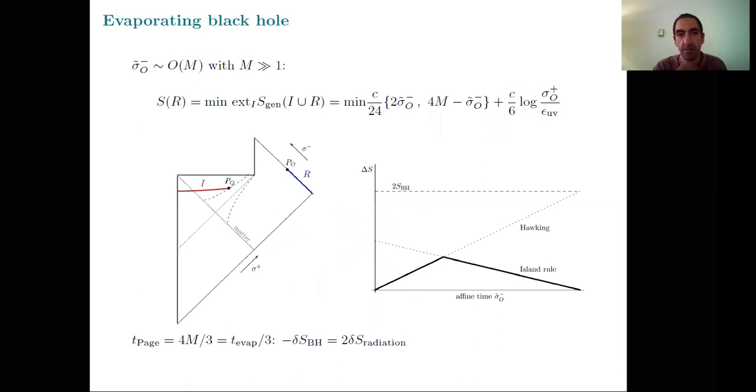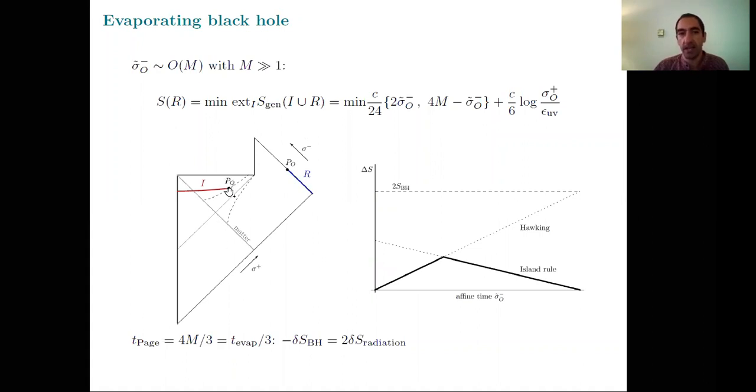Okay, let's consider the evaporating black hole. Again, I'm just going to present the answer, because all one needs to do once the formalism is set up is an appropriate extremization. As usual, I'm in the large mass limit, and I'm going to take the retarded time to be order the mass. And for the entropy of the radiation, I do a similar extremization.